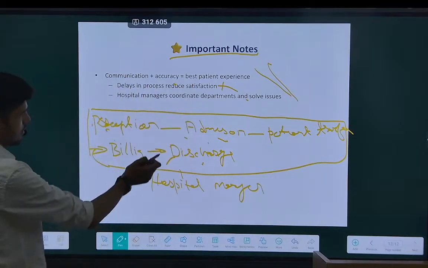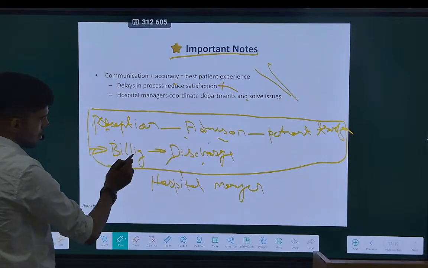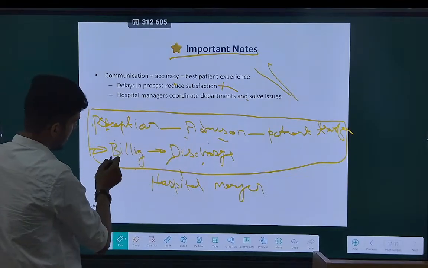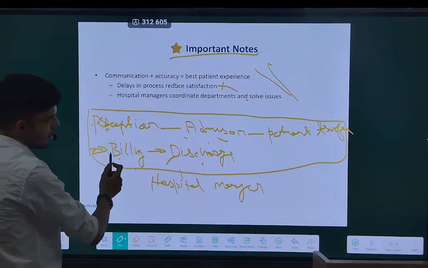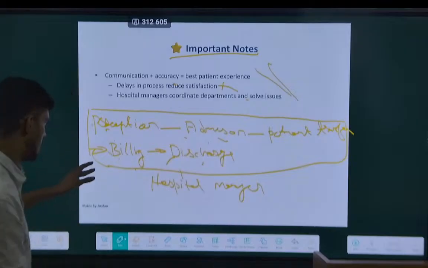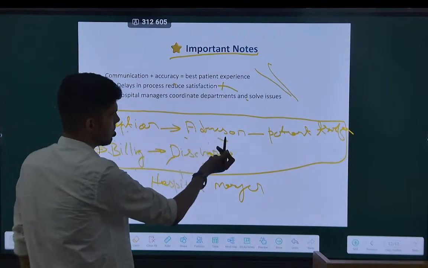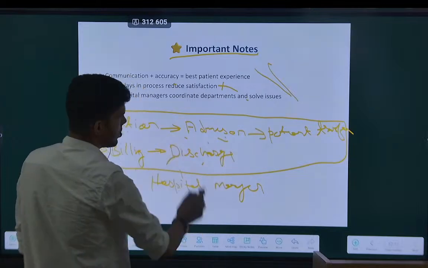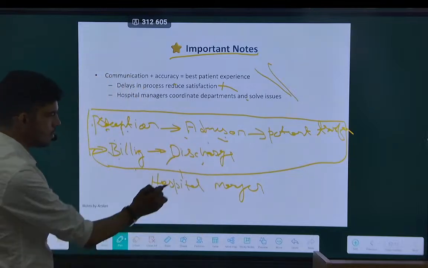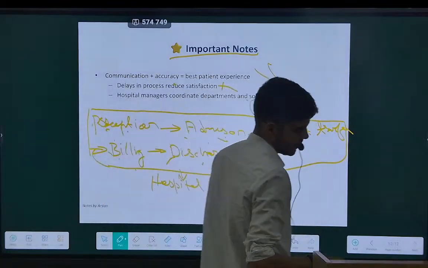The work which is done at admission is not known by billing. The work which is done by billing is not known by discharge. So who conveys all this? There needs to be some flow. This is a different department, this is a different department, all of these are different departments. So to control everyone, there is a hospital manager.